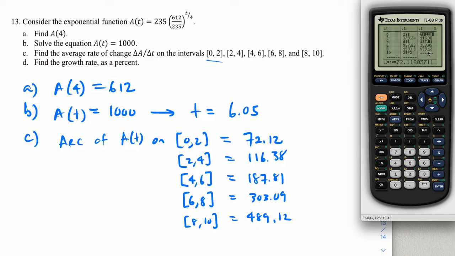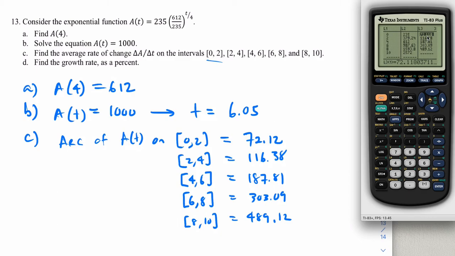On the interval from 0 to 2, the 72.12, I interpret that as on that 2-unit interval, on average, the amounts are increasing by 72.12 y units per x unit. That's the way you interpret an average rate of change. It's a slope. And so on. So increasing average rates of change here as we move from left to right on the graph.